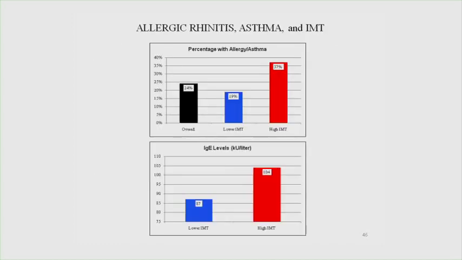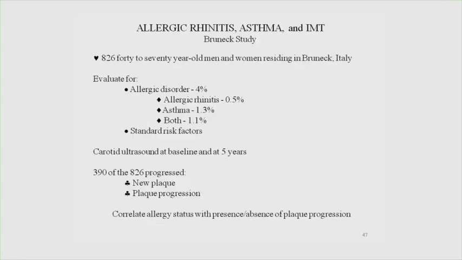Now, overall, 24% of the subjects had some sort of allergy or asthma, 19% of those with low IMT, but in those with high IMT, the prevalence of allergy was greater, 37%. Those with high IMT had higher IgE levels than those with low IMT. So young people with allergy are at an increased risk of cardiovascular disease. And again, allergy is inflammation, and it tends to be chronic. Of course, that's going to increase our risk for other inflammatory conditions like atherosclerosis.